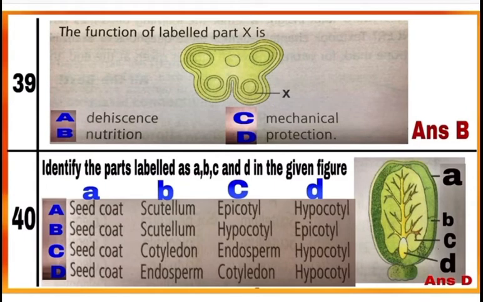Question 39. The function of labeled part X is? Option B. X is tapetum, which helps in nutrition of pollen grains. 40. Identify the parts A, B, C and D in given figure. Option D. A is seed coat, B is endosperm, C is cotyledon and D is hypocotyle.